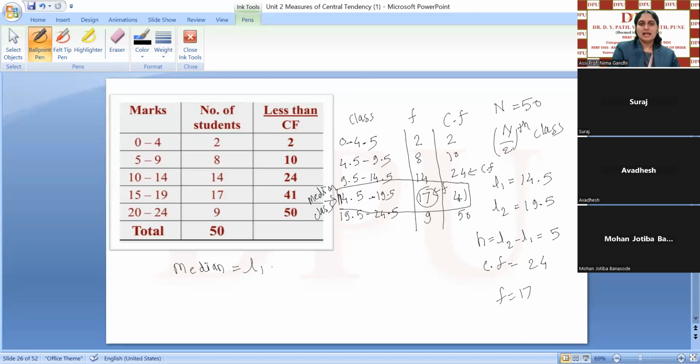So your formula is L1 plus N by 2 minus cumulative frequency of the previous class upon frequency of the median class into H. Now you have all the values. You are just putting the values here. The L1 is 14.5 plus, what is your N by 2? N by 2 is 25 minus cumulative frequency of the previous class 24, divided by the frequency of your median class 17, into 5. So when you solve this, this is your answer.